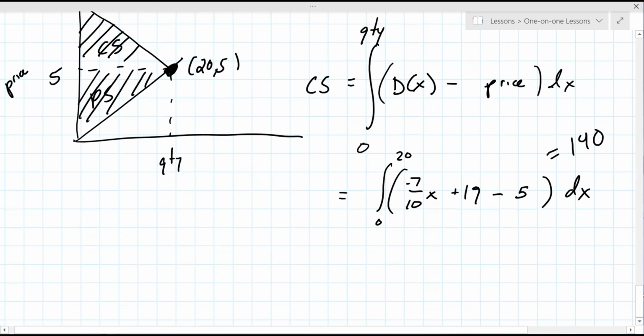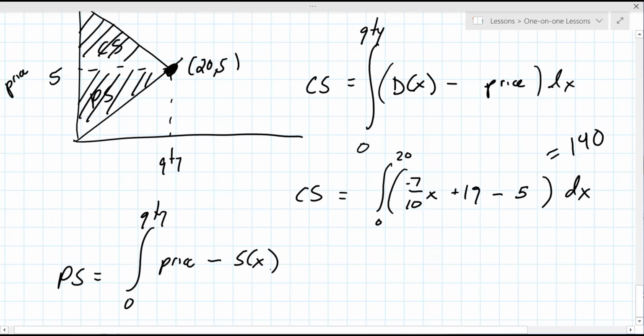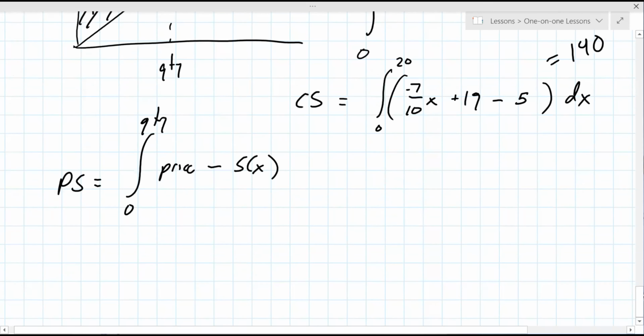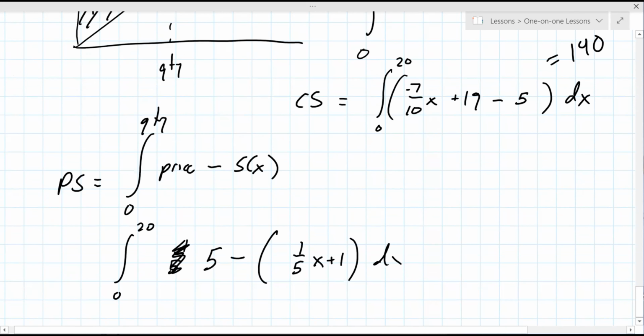The producer surplus is the integral from 0 to the quantity, again, of the price minus the other function s of x. So the bounds of the integral are always the same. This time though, it's, I'm sorry, it's the price. The price was 5 minus, in parentheses, 1/5 x plus 1, dx. And again, you're going to do that in your calculator.